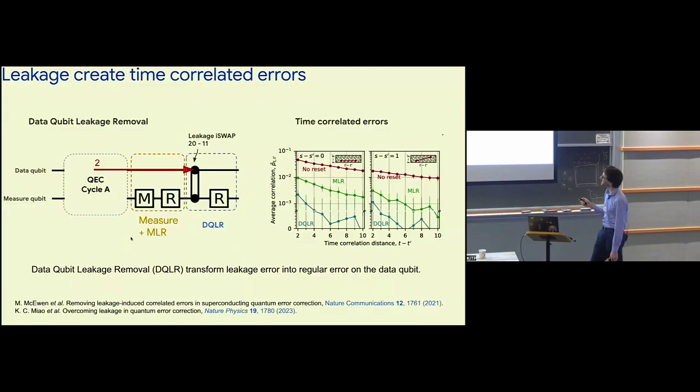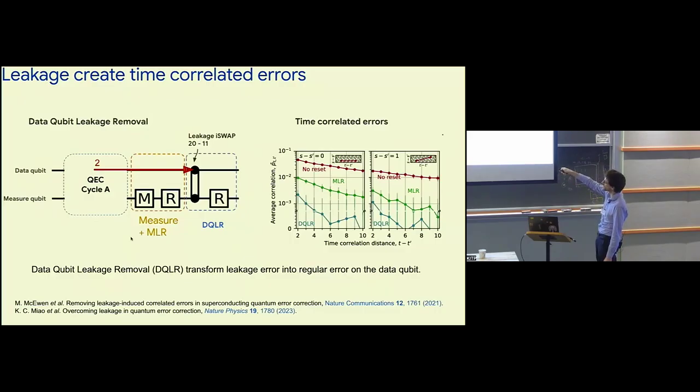Data leakage removal is the idea that if you have leakage on a data qubit, it's going to stay on your data qubit for almost forever, and it will start to accumulate and just create error in this way. What data qubit leakage removal does, and I'm going to say DQLR from now on, is that first you do what we call a leakage iSWAP, which is just a swap of those two states.